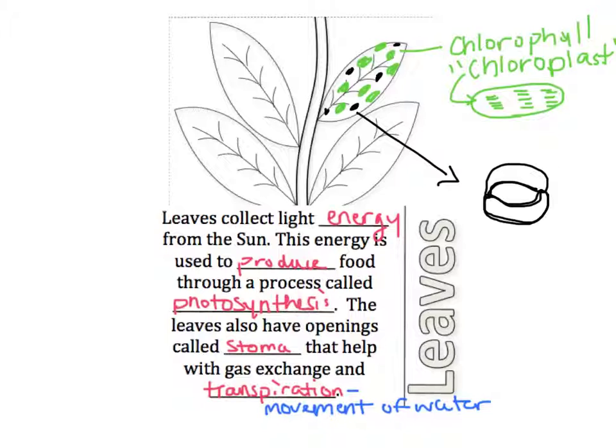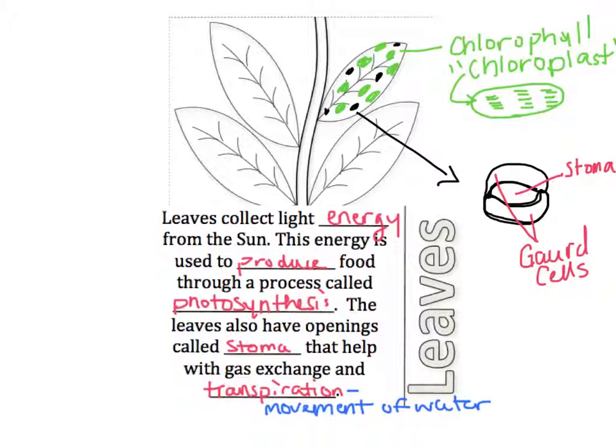And in the middle, we have the opening, the stoma. Around the outside, however, we have two cells that are called guard cells. And we talked about turgor pressure. We talked about the ability for cells to absorb or take in more water or take in less water.